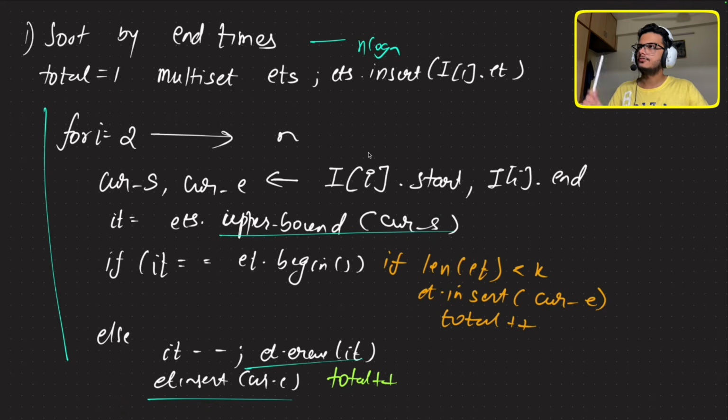Space complexity, we are storing n times in multiset. In the worst case, all of them may have to be stored. So order of n for storing the n times, right?